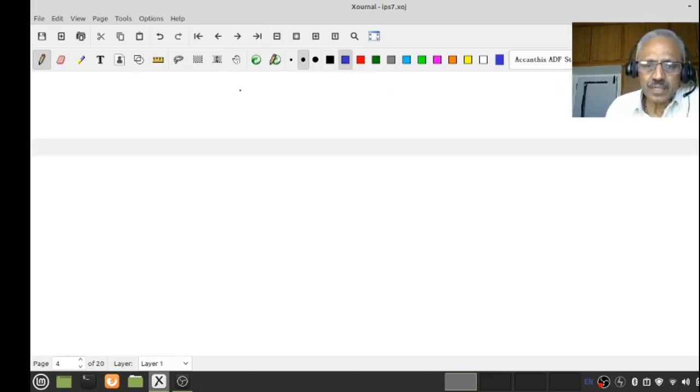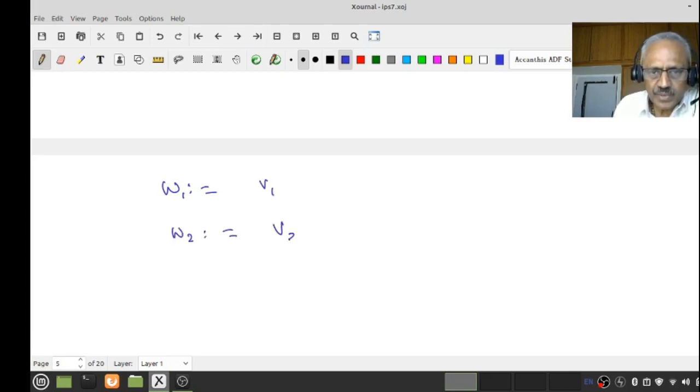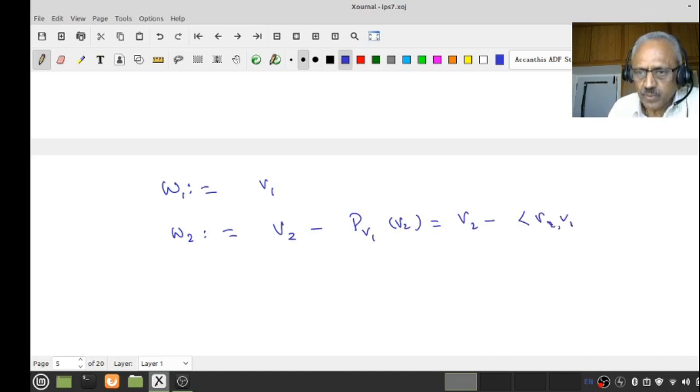Now what we did was something very interesting. Let me call W1, keeping the same notation as V1, and W2 to be V2 minus the orthogonal projection of V2 in the direction of V1, which is V2 minus inner product of V2, V1, times V1, by norm V1 squared.